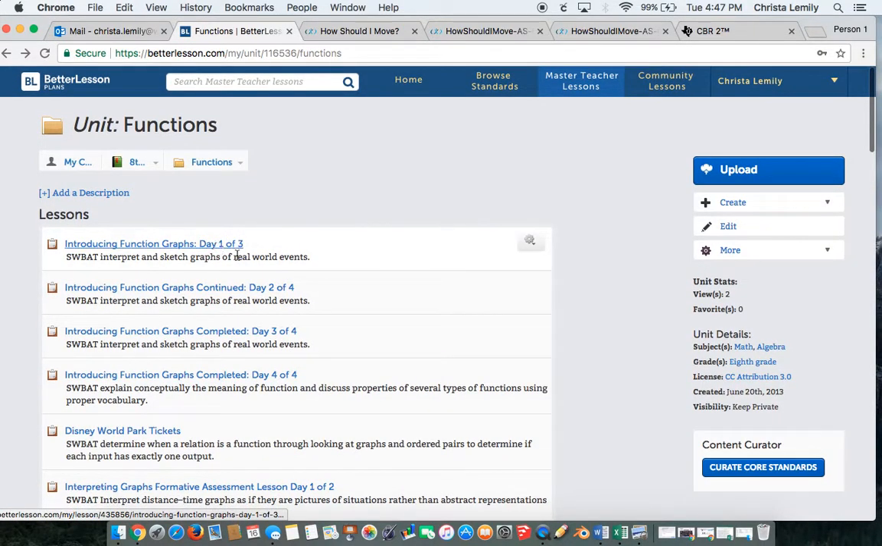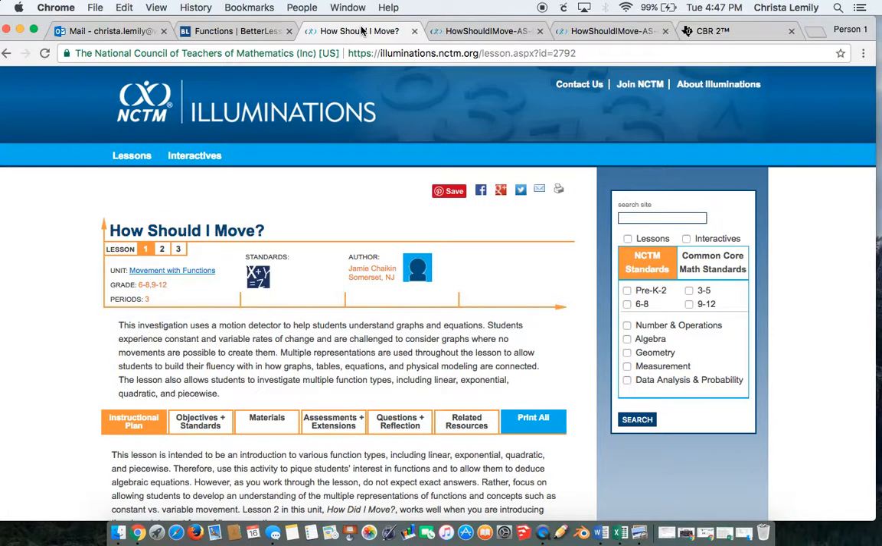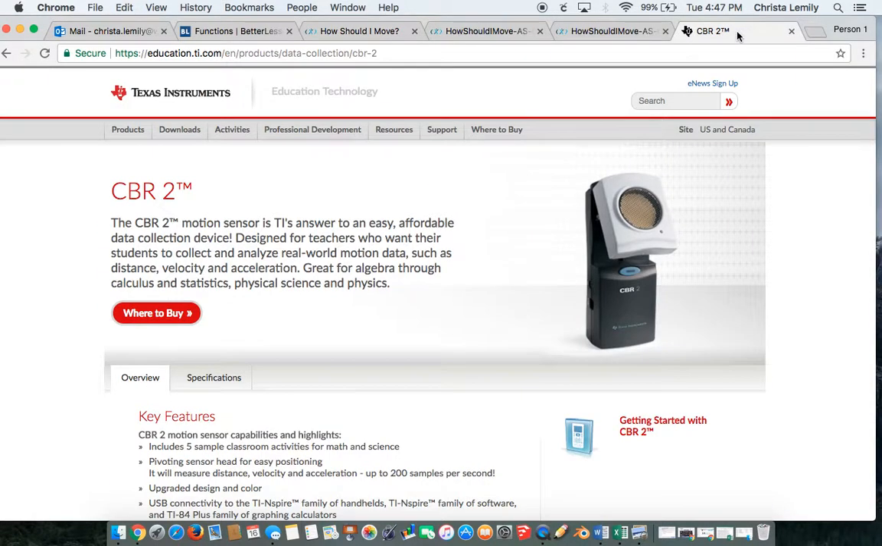So if you want the full lesson plan, it's in my Better Lessons. It's the Introduction to Functions unit, and it came from NCTM's Illuminations website. I highly recommend it. It always works beautifully. Just make sure you have the CBR and a graphing calculator.